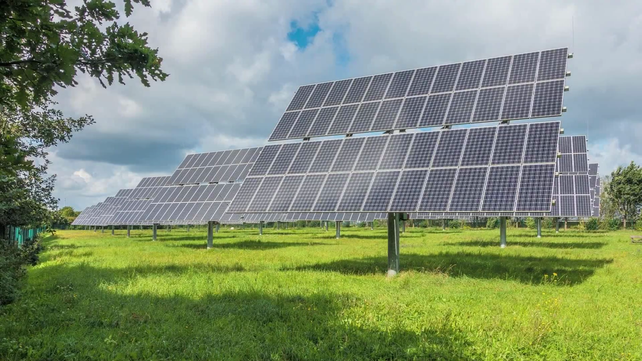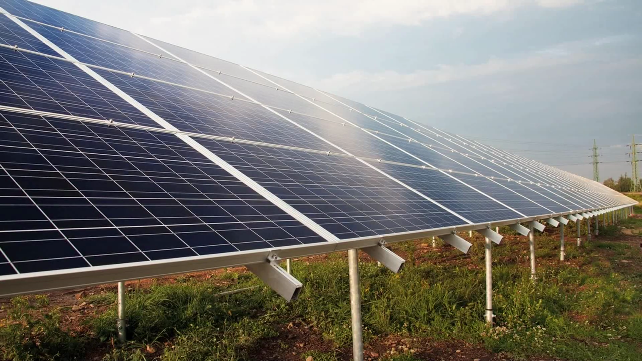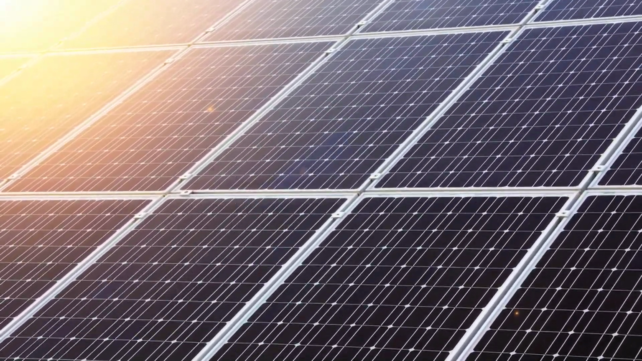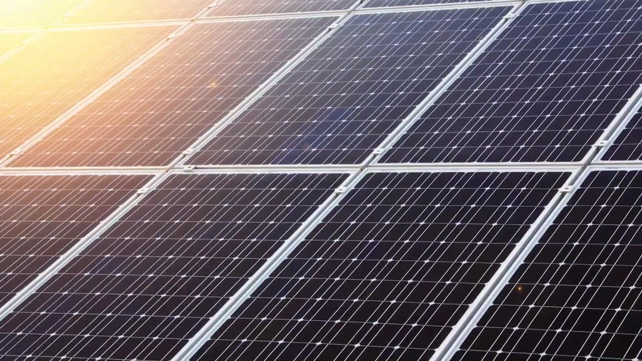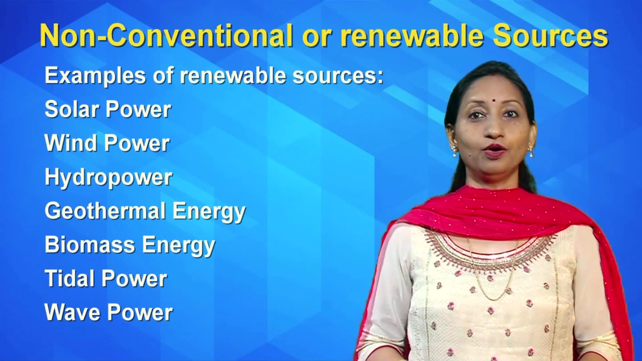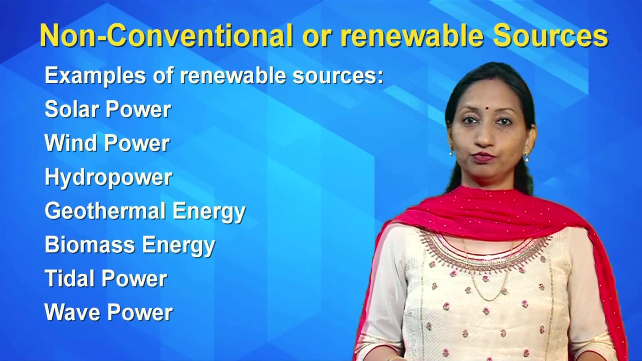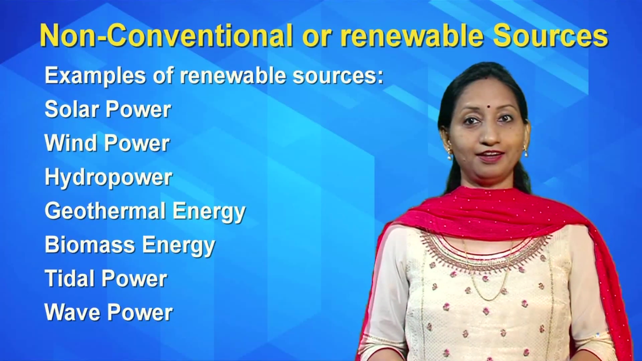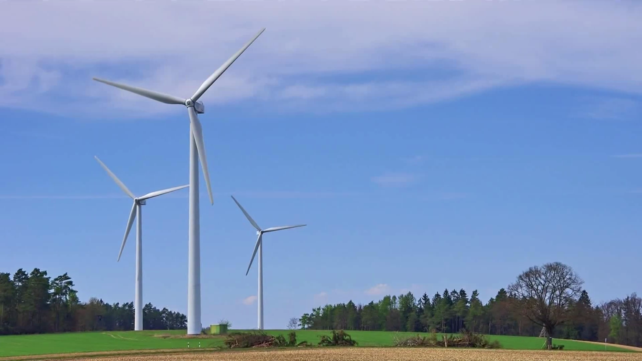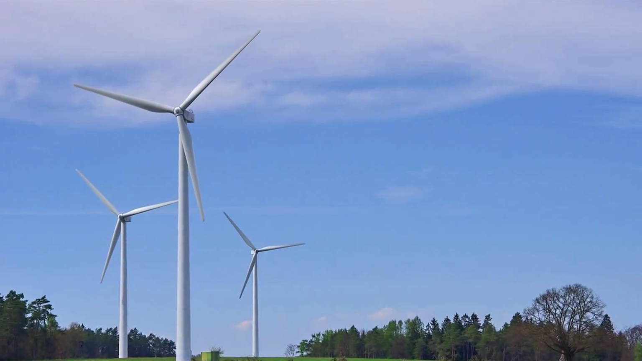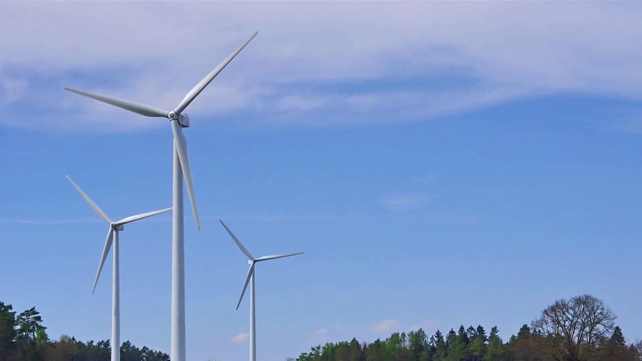So solar energy is obtained from the sun's radiation. Photovoltaic cells or solar panels convert sunlight directly into electricity through the photovoltaic effect. Next is wind power. Wind turbines convert the kinetic energy of the wind into electrical energy. As the wind blows, it turns the blades of the turbine, which then spin a generator to produce electricity.